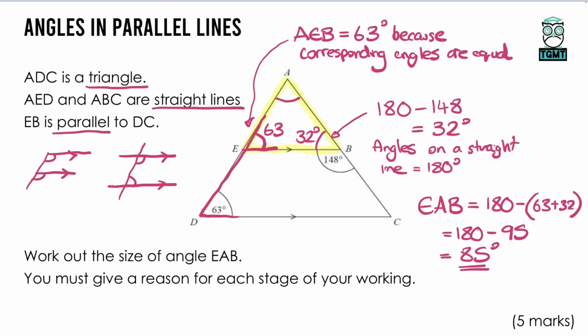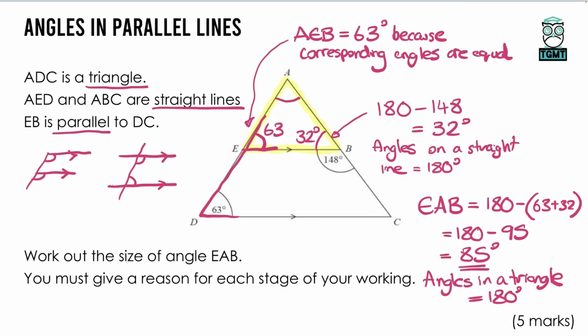Next to that, I need to finish off by putting my final reason, which is that angles in a triangle add up to 180 degrees. I'm just going to put angles in a triangle equal 180 degrees. Okay, just for simplicity of our example here. So there we go, that angle is 85.